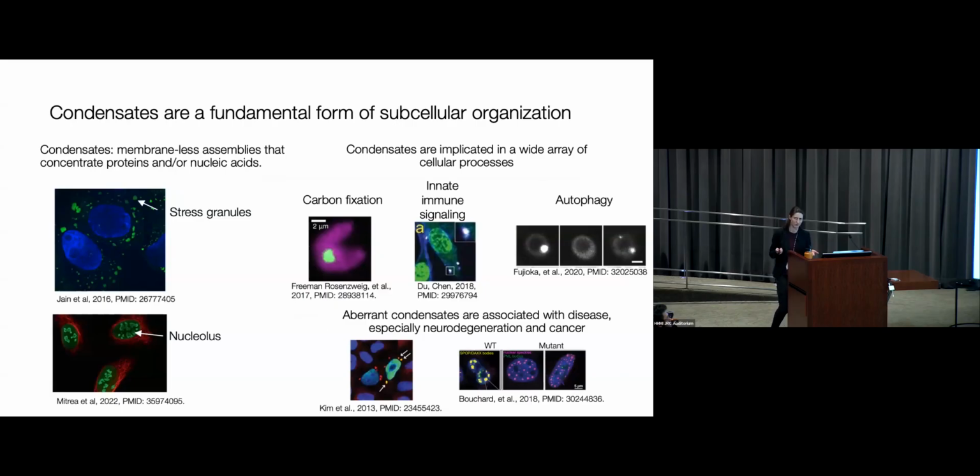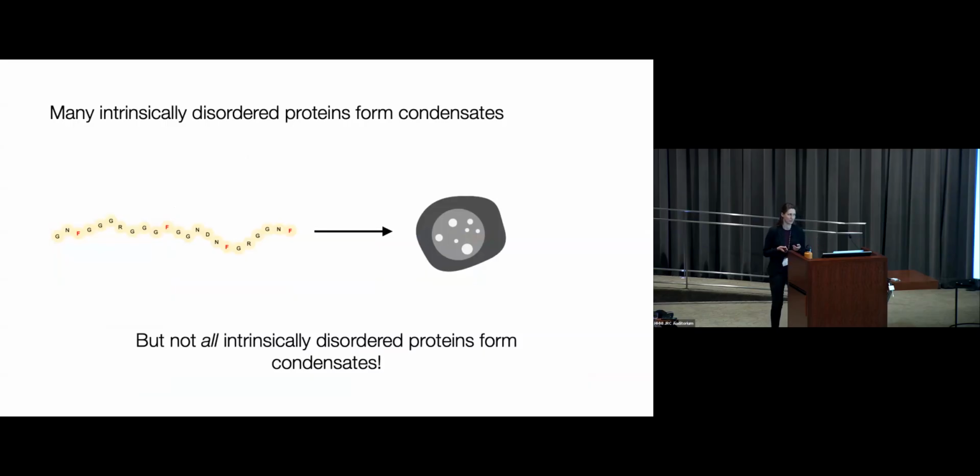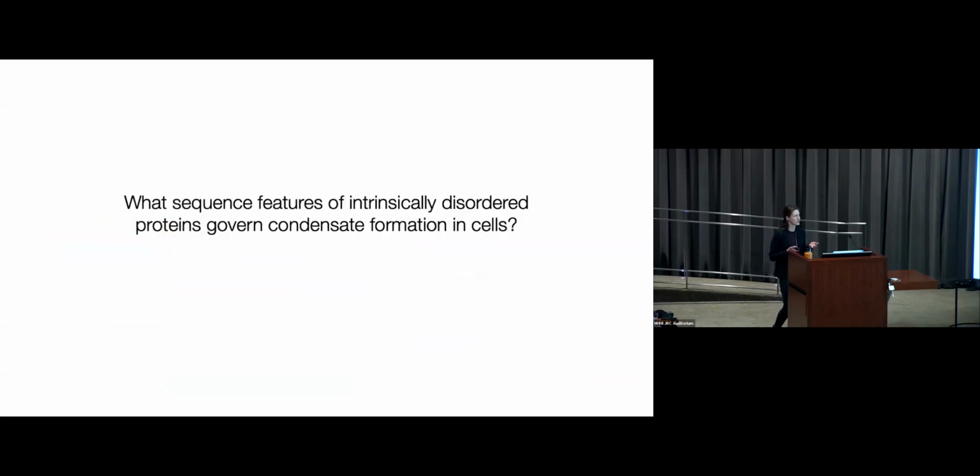So what kinds of proteins actually form these structures inside of cells? It turns out that many intrinsically disordered proteins, or proteins that lack a well-defined three-dimensional structure, especially have the tendency to form these types of structures in cells. But not all intrinsically disordered proteins actually form condensates. And so that begs the question, what are the sequence features of these disordered proteins that actually govern condensate formation inside of cells?